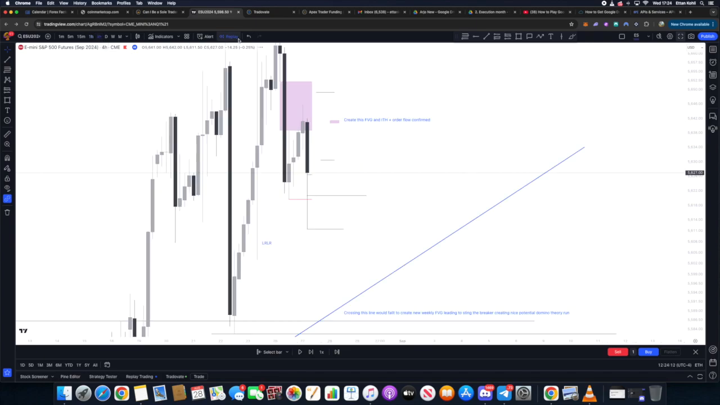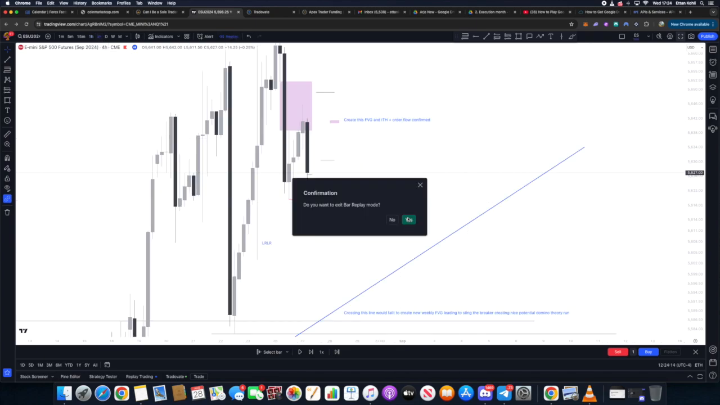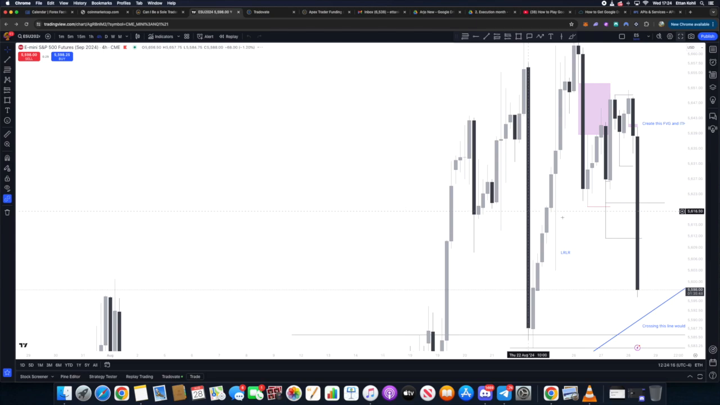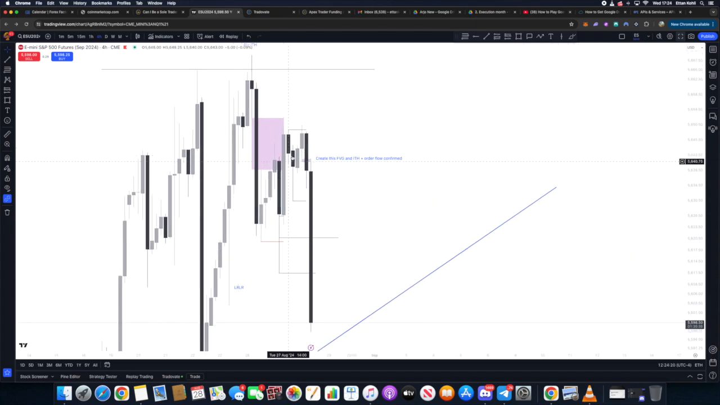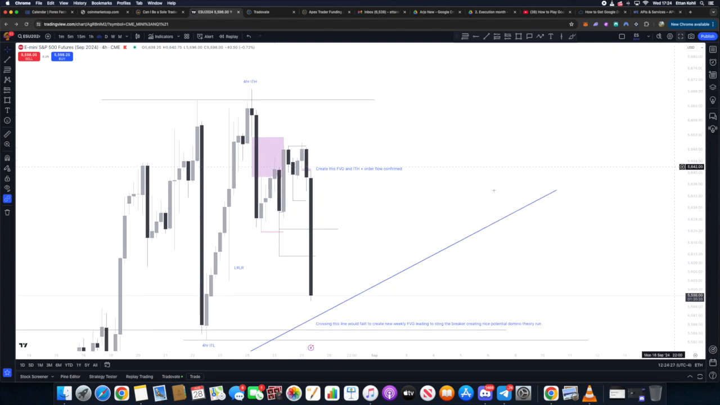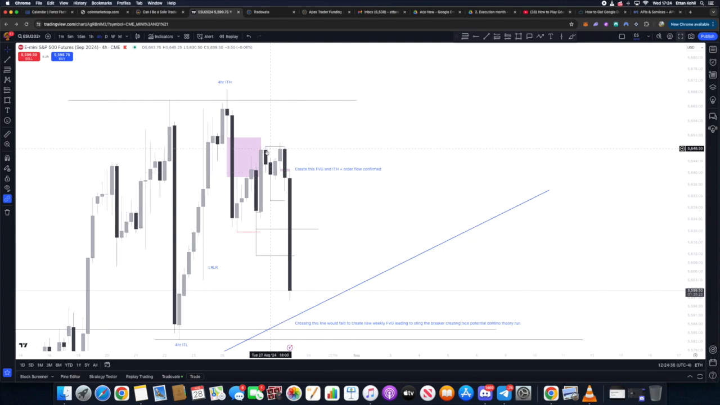I think that's it for the bar replay. So now I get onto the second part of this domino theory. I didn't take the short on that day, because I wanted to see this close a lot lower if I was going to take the short and have that 1 hour confluence confirming that.